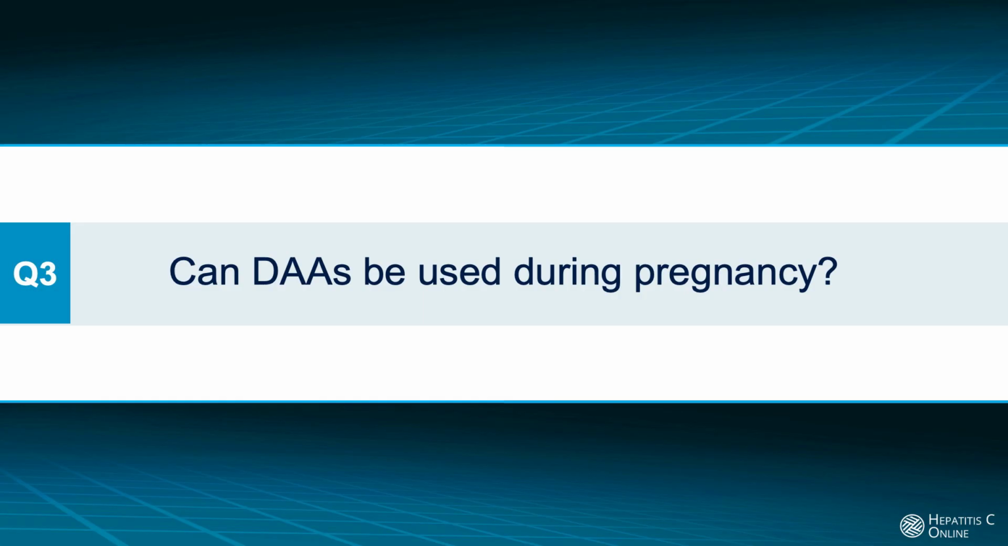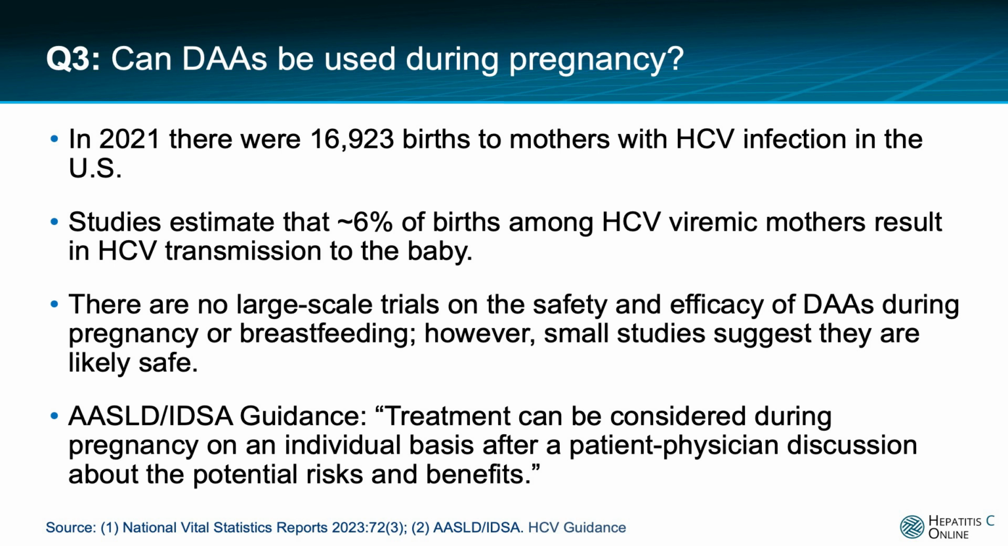Our next question is, can direct-acting antivirals be used during pregnancy? In 2021, there were 16,923 births to mothers with hepatitis C infection in the United States. However, there were only 199 cases of perinatal hepatitis C transmission reported to CDC, which is likely a gross underestimate, as studies estimate that approximately 6% of births to hepatitis C viremic mothers result in hepatitis C transmission to the baby.